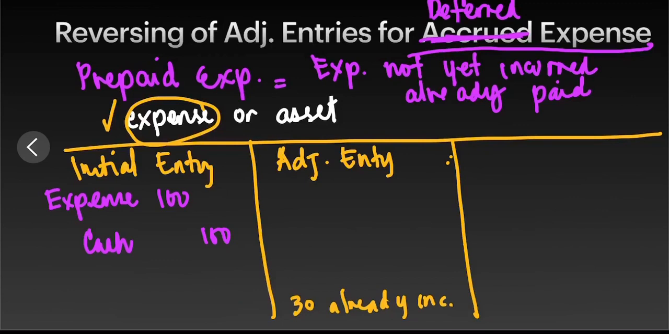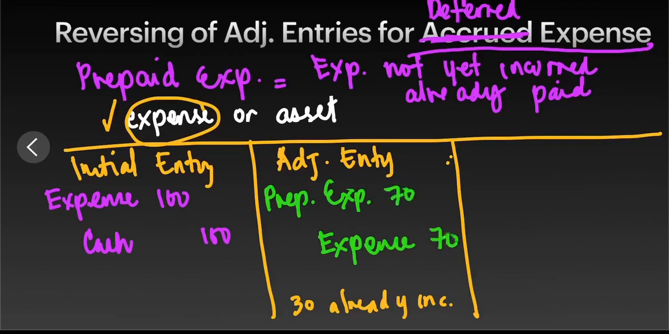So what will be your journal entry, or what will be your adjusting entry? The adjusting entry will be to credit your expense and to debit your prepaid expense. Since 30 is already incurred and you are setting up a prepaid expense account, it will be for 70 pesos. And what will be your reversing entry, which is done on the beginning of the next accounting period? Again, it is the exact opposite. Debit expense and credit prepaid expense. For how much?